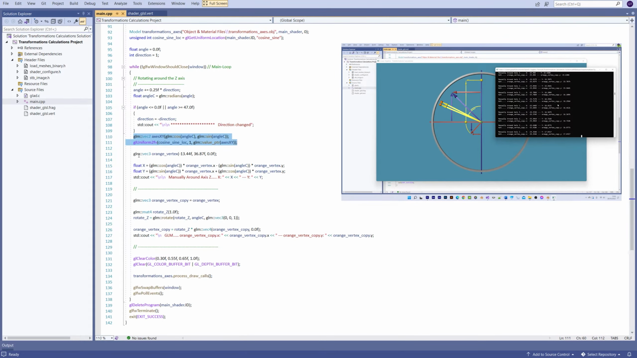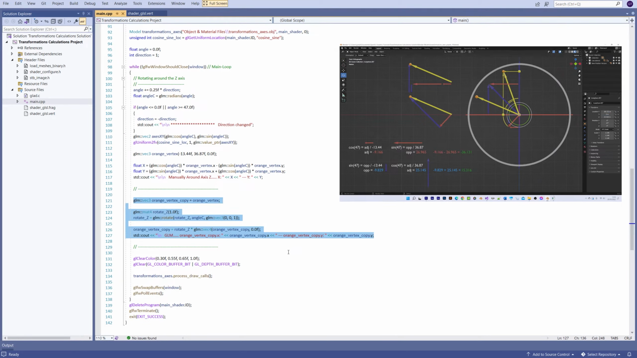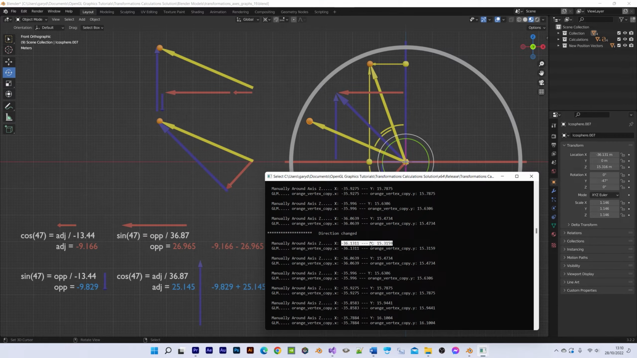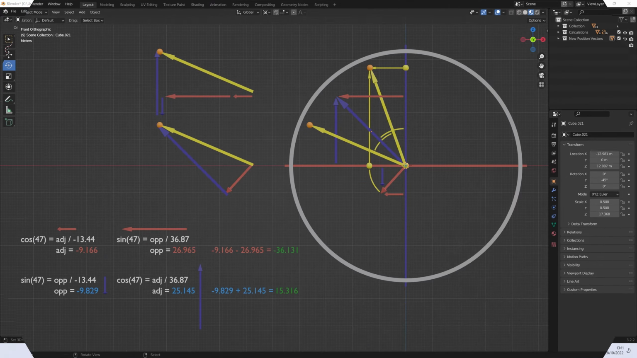We can also simulate animating the model's orange vector like this, which allows us to verify the results in the console window. Finally, notice how this x value vector and this y value vector together represent what can be referred to as the new x-axis. Likewise, this new x value vector and this new y value vector represent the new y-axis. And there we have it, a geometric understanding of how to rotate points around the z-axis.